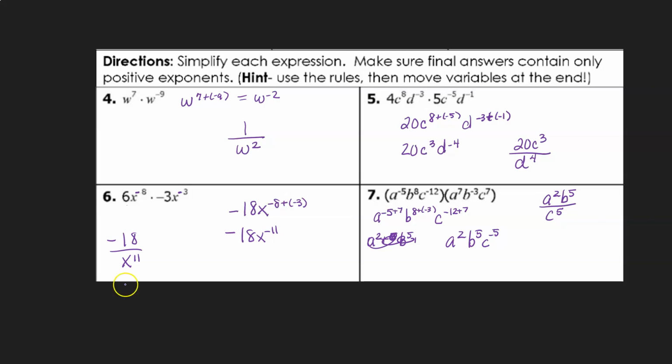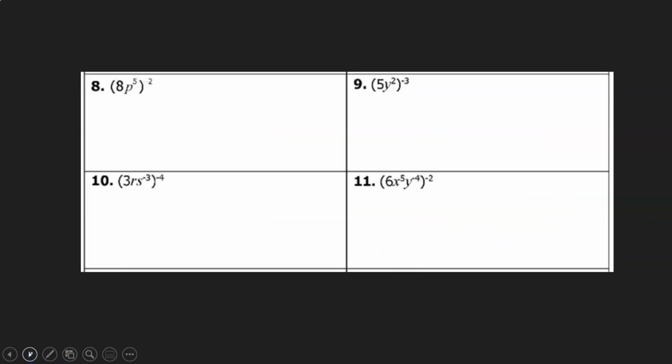All right, moving on. Number 8, this is power of a power, and it looks like this is a very shadowy negative sign. So we're going to multiply. So I have 8 to the negative 2nd power, p to the 5 times negative 2, which is negative 10 power. Remember, anything with a negative exponent, not a negative in front of it, goes to the denominator. So I have 1 over 8 squared, p to the 10th, which is 1 over 64 p to the 10th.